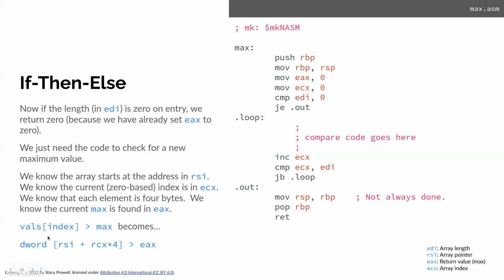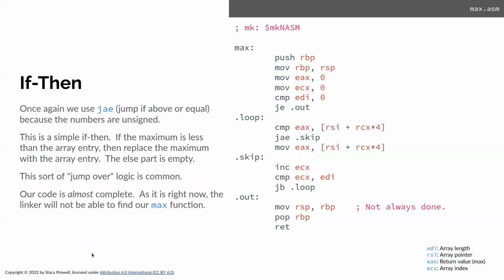And we can see that over here, val's index greater than max becomes the dword at RSI plus RCX times 4 is greater than EAX. That's what we want to check, right? Because EAX is the current max. This is the current value in the array. So let's put some code in to do that.